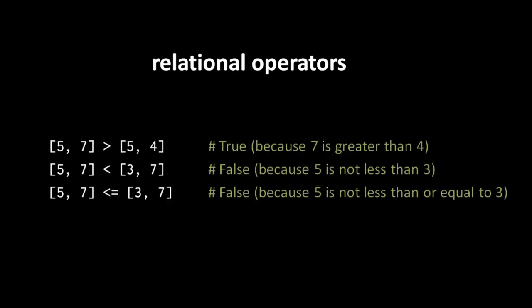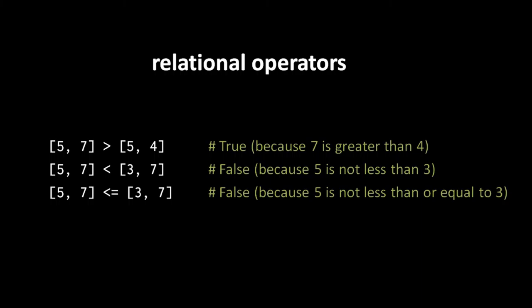So here in the top example we have a greater than operation with two sequences, first 5 and 7, and then 5 and 4. Python does the comparison by going through the corresponding pairs, finding the first that differs. Well, first off, 5 and 5, those values don't differ, and then 7 and 4, those values do differ. And 7 is greater than 4, so the sequence with 7 is greater than the other. The left sequence is greater than the right sequence, so this operation returns true.